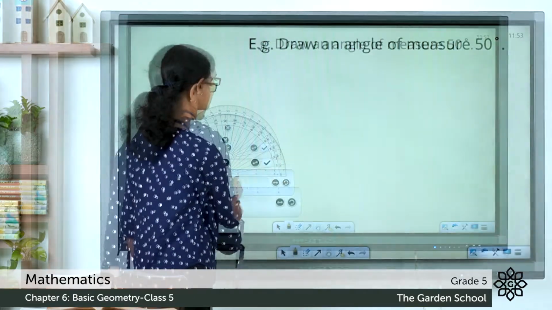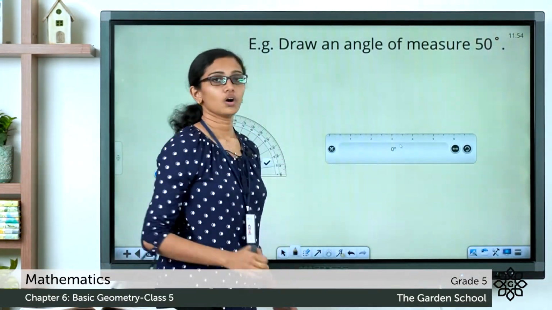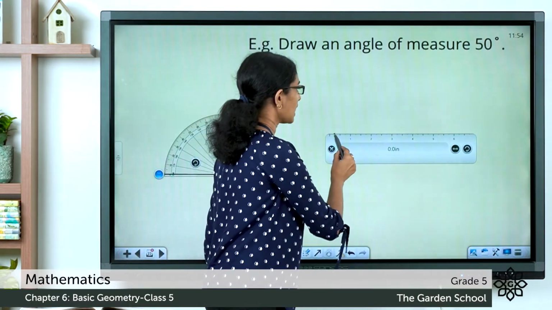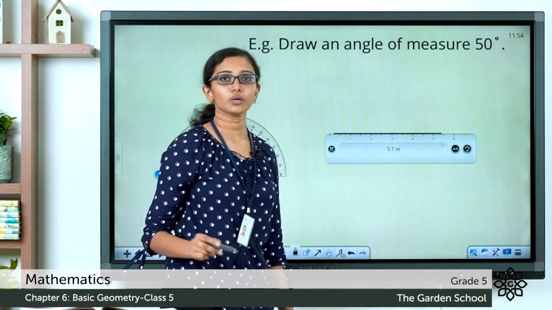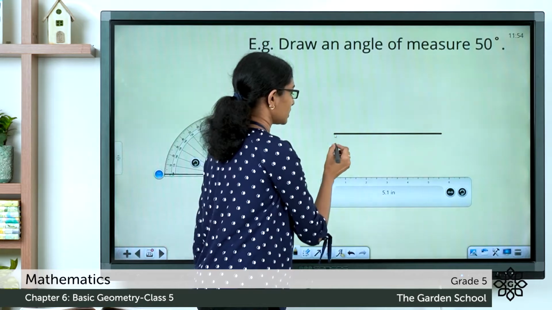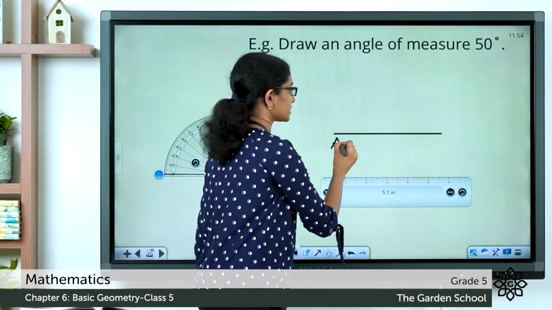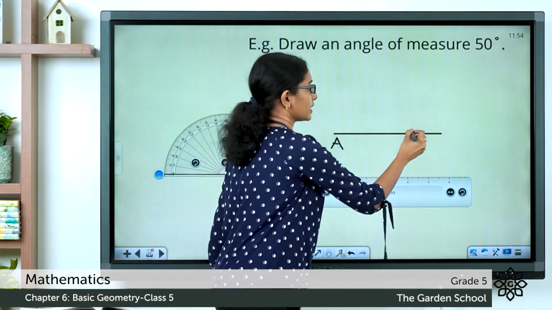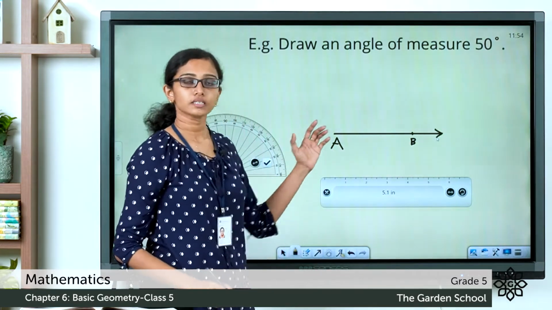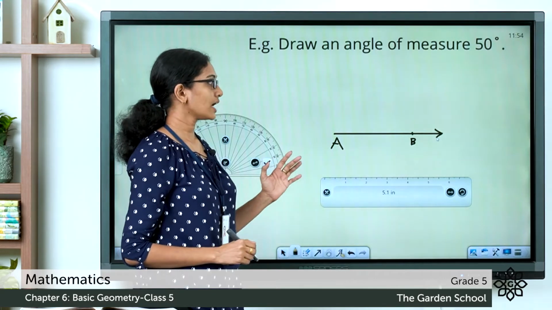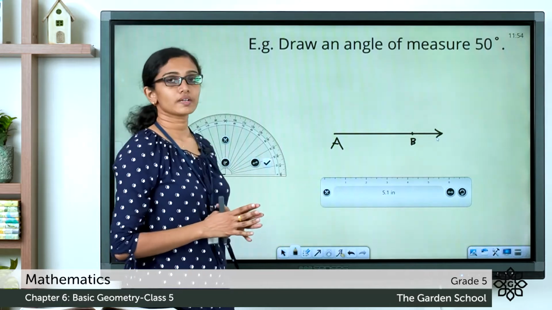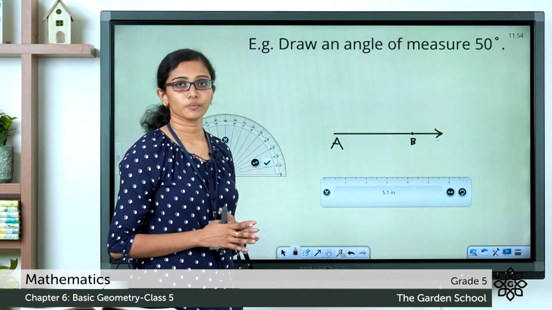Take your ruler and place it horizontally on the paper. Then take your pencil and draw a line using your ruler. You have to mark the starting point or the end point. Let it be A in this case. And another point I'm marking here. Let it be B. And an arrow to represent that this is a ray.